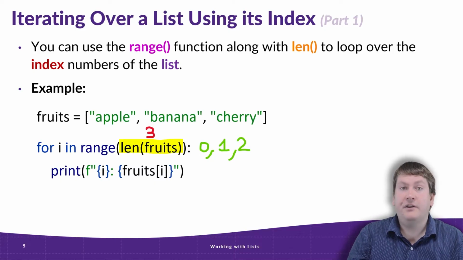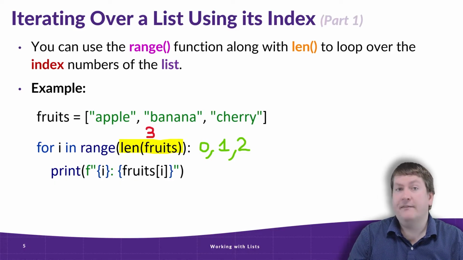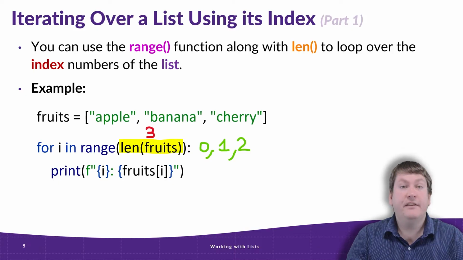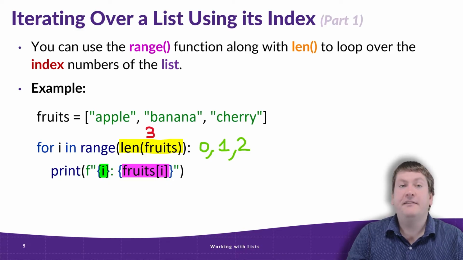So this means i is going to start as being equal to 0, then 1, then 2. So we're not getting the values this time. Instead, we're getting the index values. Inside this loop, we have a fairly straightforward print statement that simply contains an f-string. This f-string is going to output the value i, which is the index of the loop, as well as the value that's in the fruits list at this index.